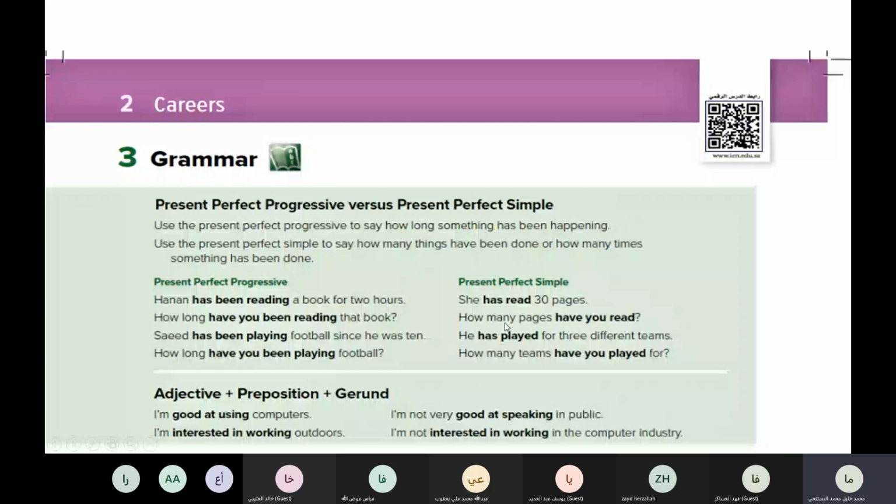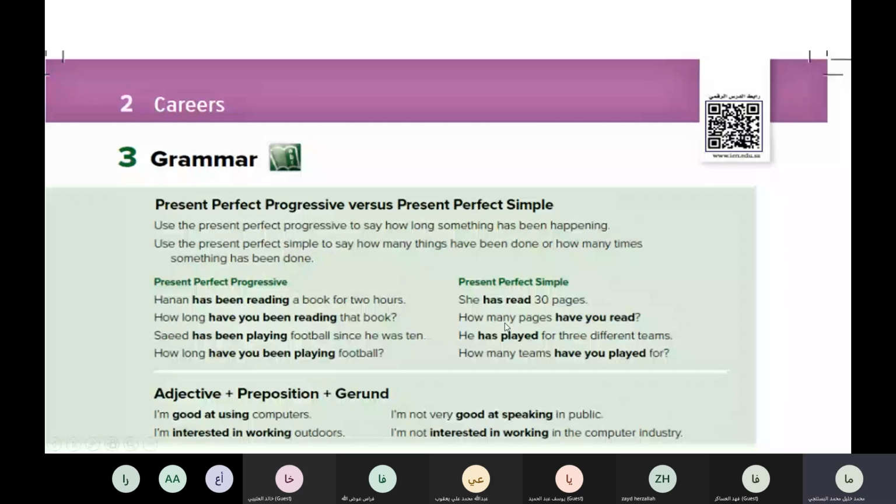Is it clear, Shabab? Look at the questions here. If you want to ask about the duration of time, we use with what? How long. Okay, read the question. How long have you been reading that book? Now, if you want to answer, I have been reading that book for 2 hours, for 2 days, etc. Since 9 o'clock, since last day.